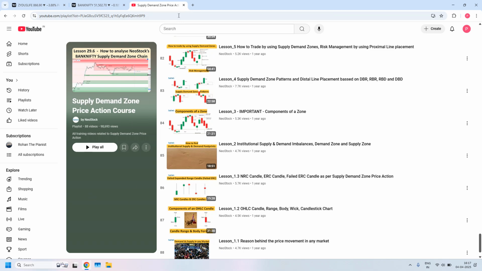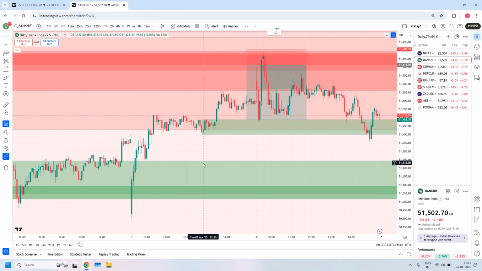Now let's get into the HLQ zone analysis. Yesterday we identified 7 high liquidity zones, but none of the high liquidity zones gave us trades today.